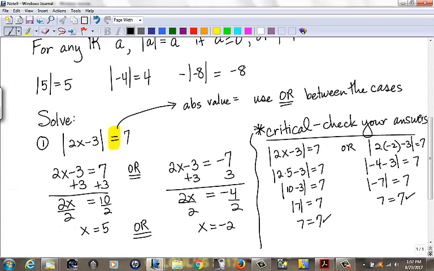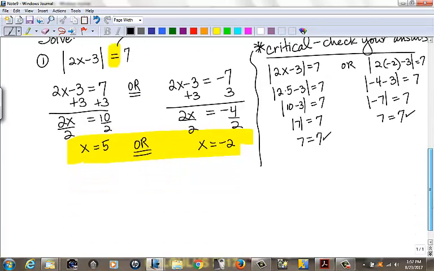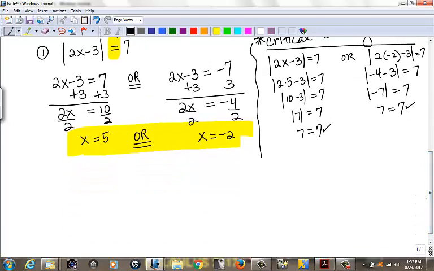Both answers work. There will be times where some of them won't work and you have to reject them. And it's joined with an or. On any equal sign between absolute values, you need that or. I get real picky. Geometry kids can vouch for that. Everybody good with that answer?